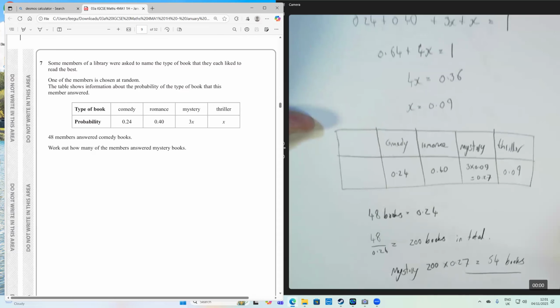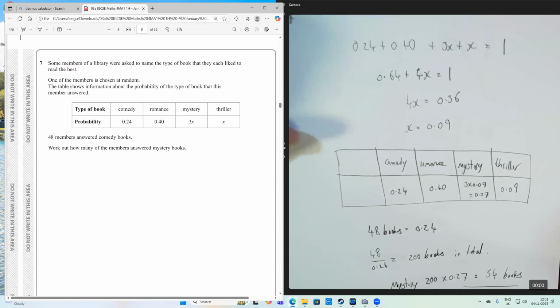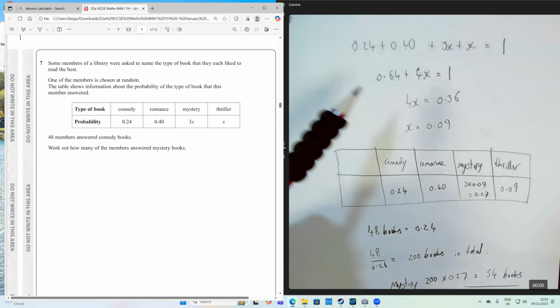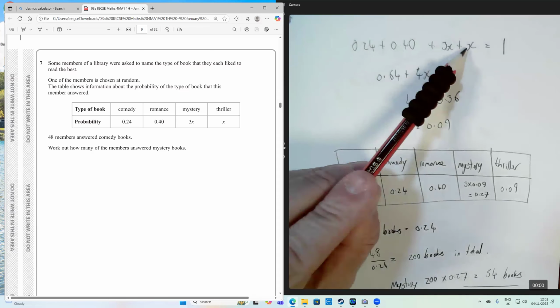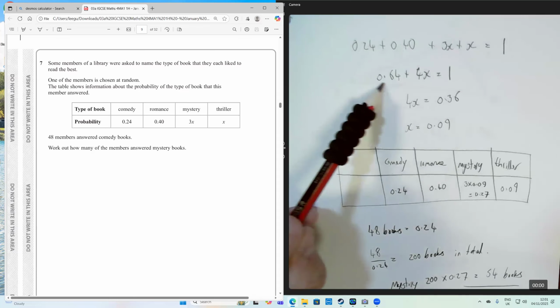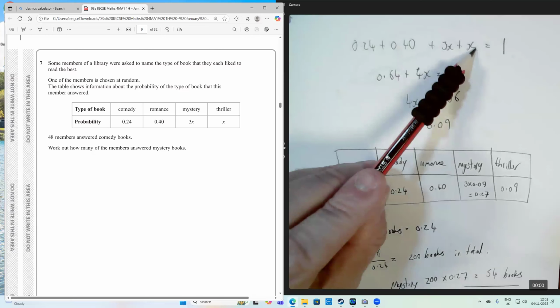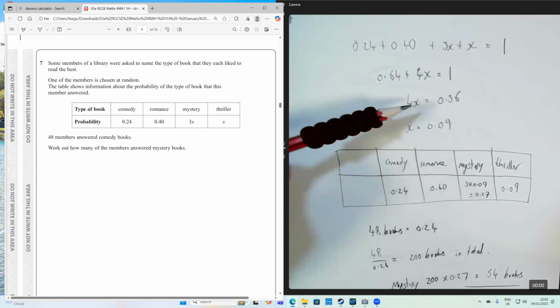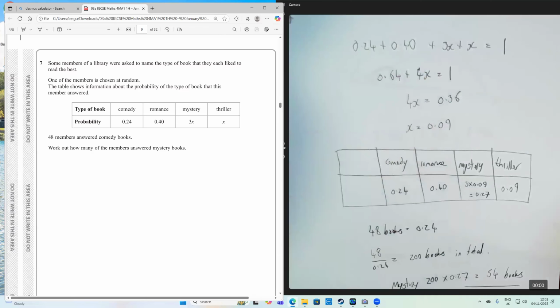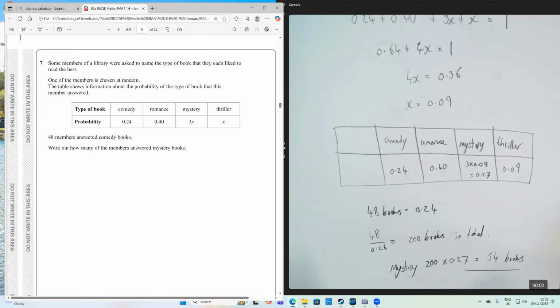Now the first thing we must observe in this kind of question is that all of the probabilities have to add up to make 1. So we can use this information to work out what x is. So we have 0.24 add 0.40, add 3x add x equals 1. Those two added together make 0.64, and 3x add x is 4x. So now we take off 0.64 from both sides. So we get that 4x is equal to 0.36. And then we divide that by 4, so x is equal to 0.09.